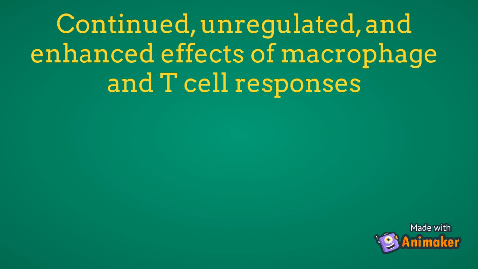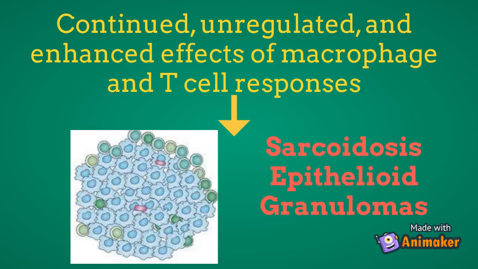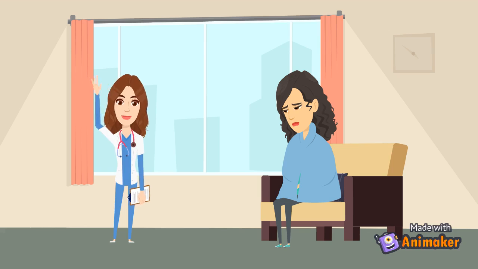The continued, unregulated, and enhanced effects of the macrophage and effector T cell responses result in a sarcoidosis epithelioid granulomatous creation. Hope that better helps you understand sarcoidosis.